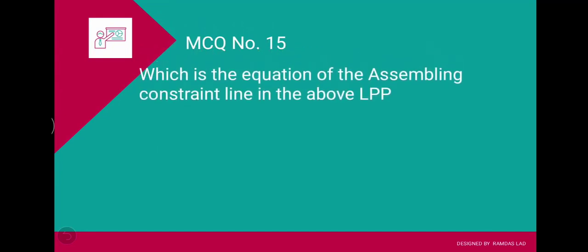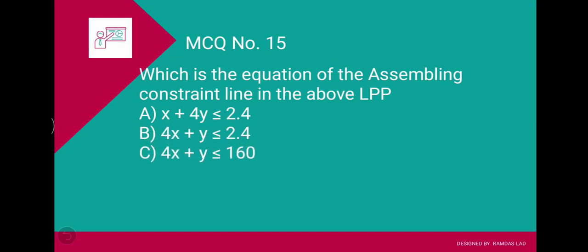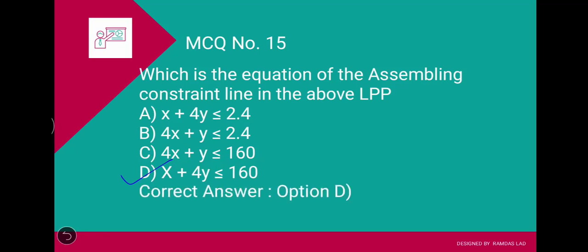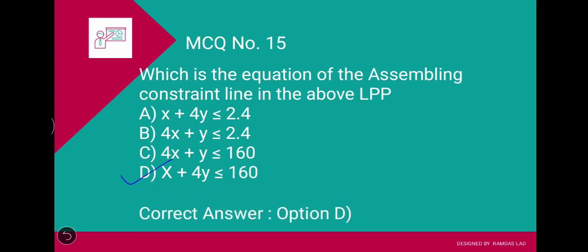Now the next question, question number 15. Which is the equation of the assembling constraint line in the above LPP? So you have to identify the equation for the assembling. So here x plus 4y less than or equal to 160. So the correct answer is option D.